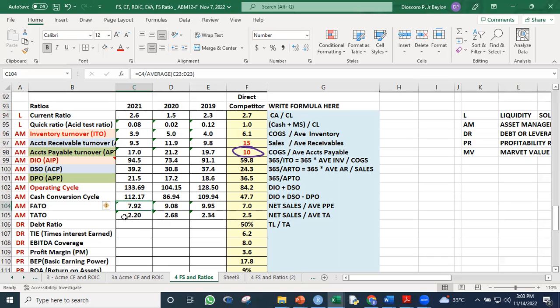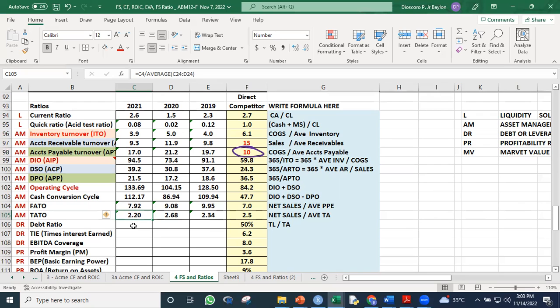Even also for total assets, bumababa talaga. And that's not a good sign. And unfortunately, we don't have the figure for the direct competitor. Usually naman, nakukuha yung financial statements din ng direct competitor, and finance would benchmark their performance with the direct competitor. Okay? All right, next.